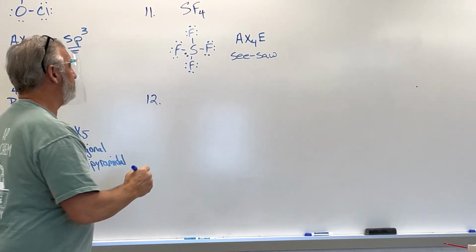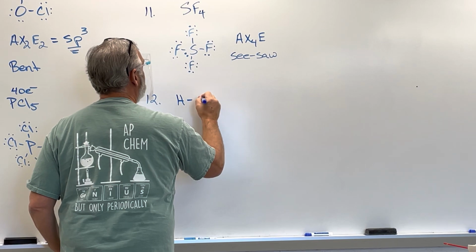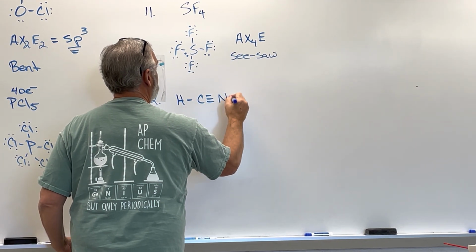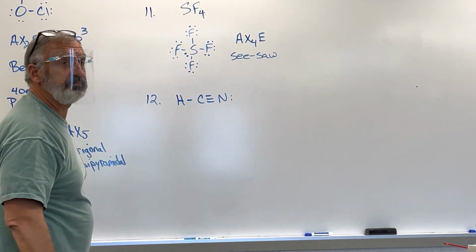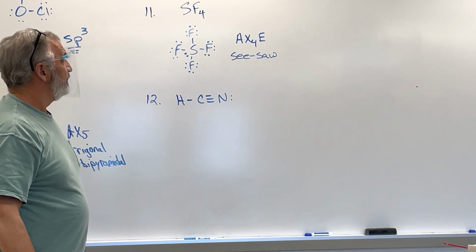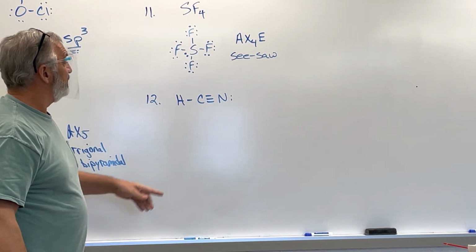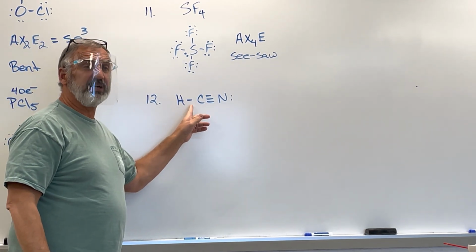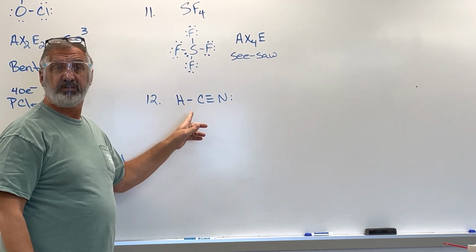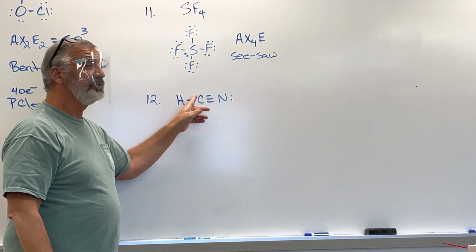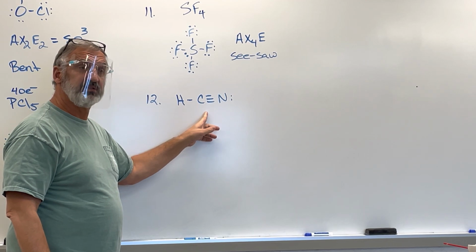HCN. We had already drawn this one, I believe. It's going to look like that. So, how many sigma bonds and how many pi bonds do we have? 2 sigma bonds, 2 pi. 2 sigmas and 2 pi's, right?